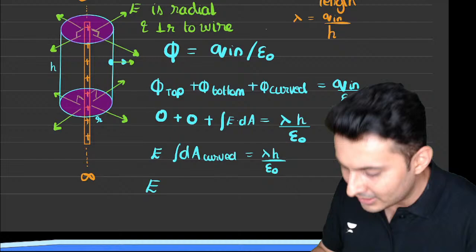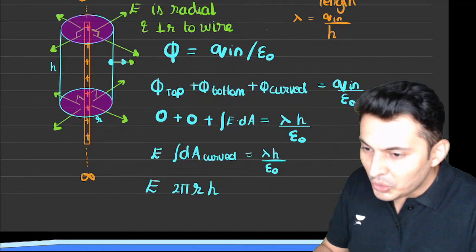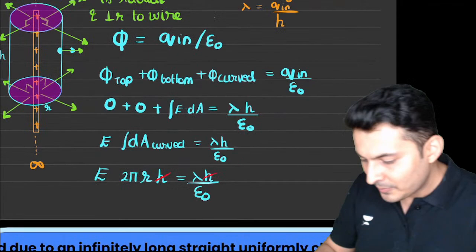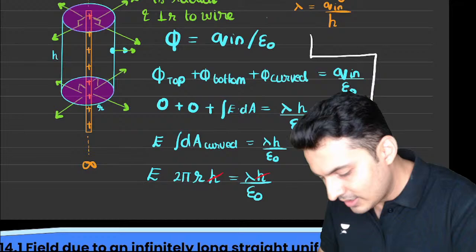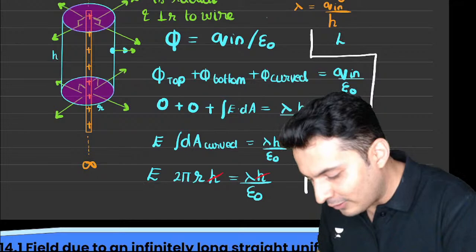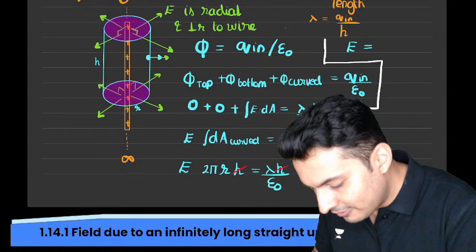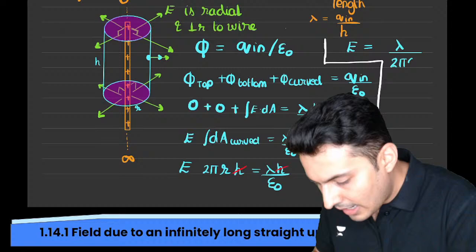Come on. Curved surface area is 2 pi r h. Very good. This will be equal to lambda h by epsilon naught. The best part is h and h just got cancelled. And if I may use this particular space somewhere in the corner, I think I have found the value of epsilon naught. Just take 2 pi r below. My dear students, so electric field will be lambda by 2 pi epsilon naught r.